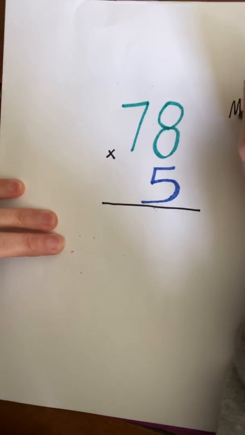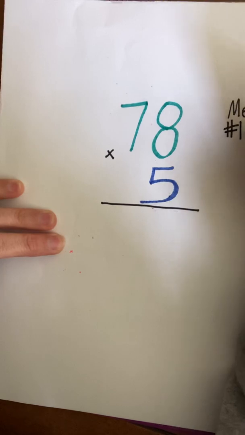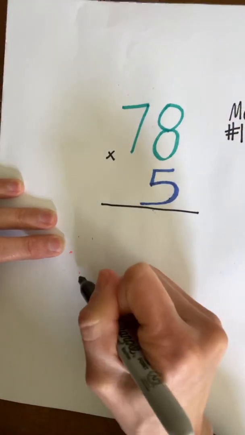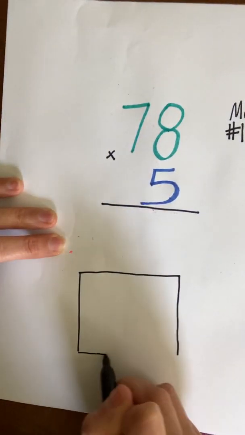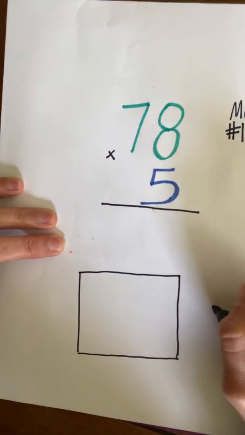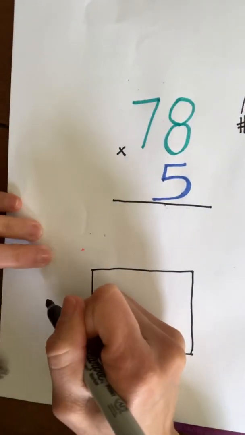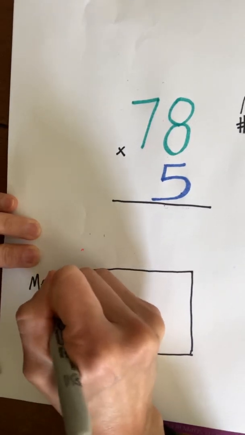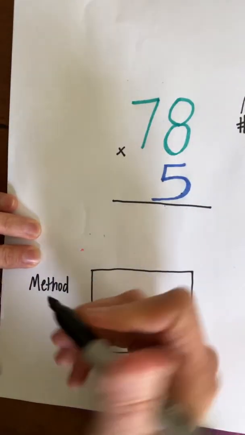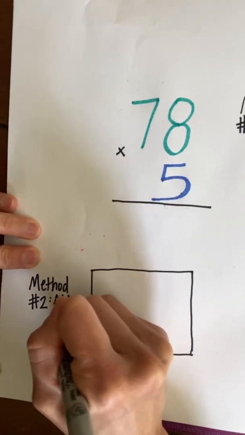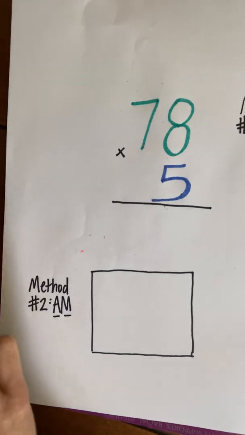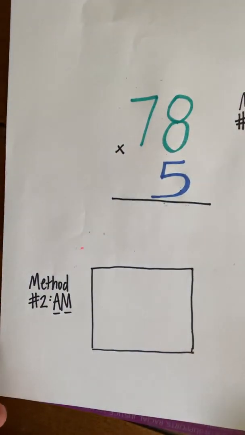So method number 1, I'm going to just write SA, standard algorithm. Okay, and then down here, I'm going to draw a rectangle. And that's going to be for my method. Method just means way. Way number 2, we're going to solve it, and that's going to be AM, area model. So 2 different ways to solve 2-digit by 1-digit problems.